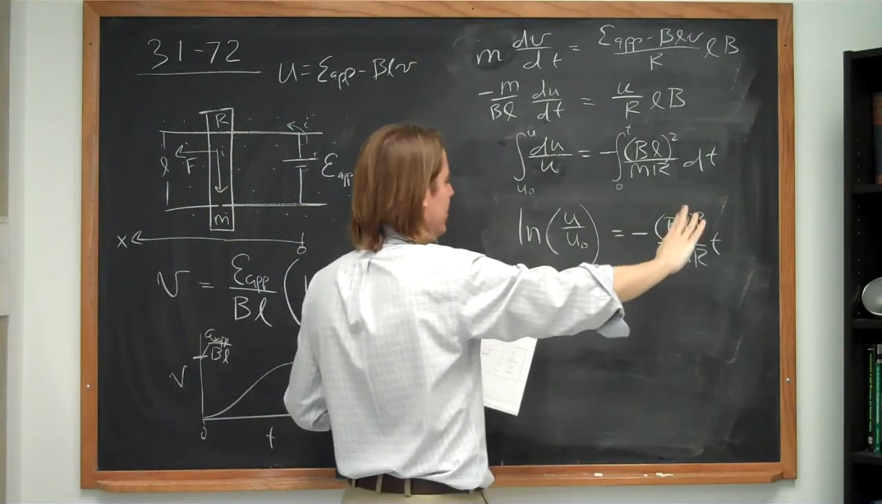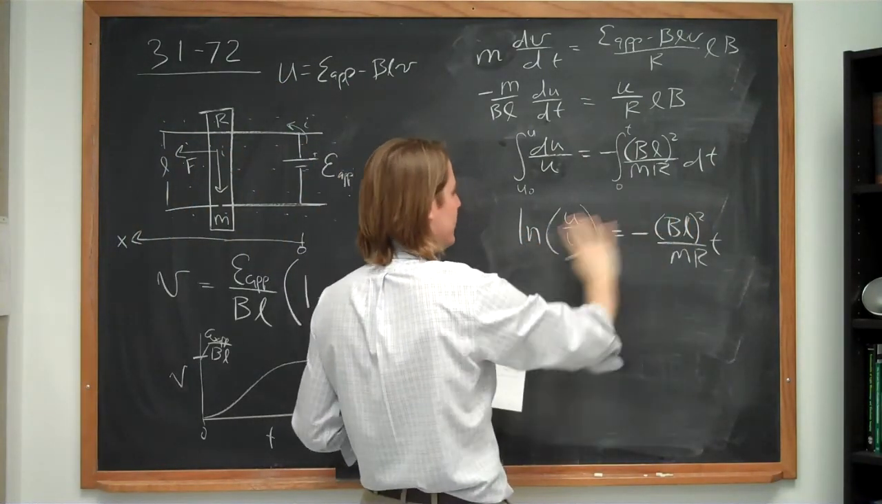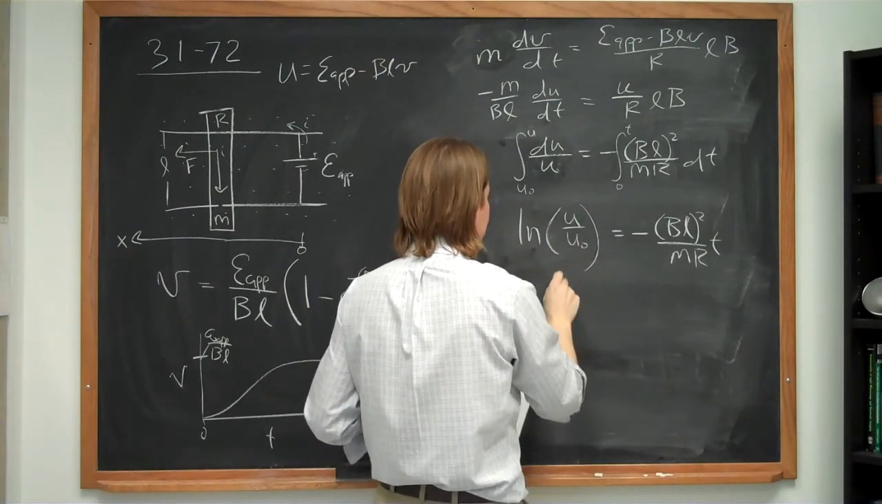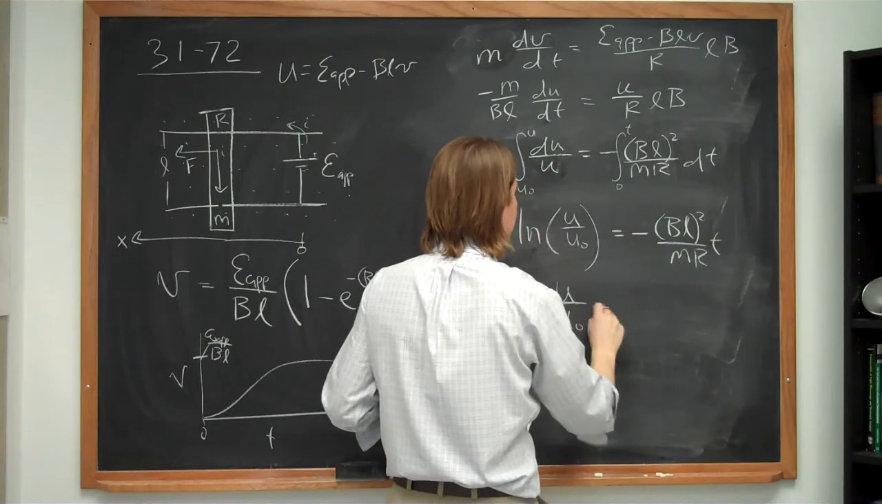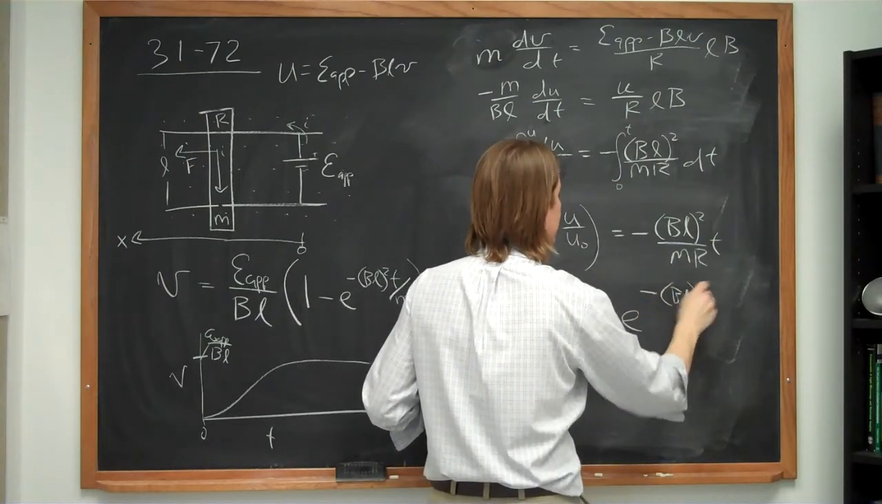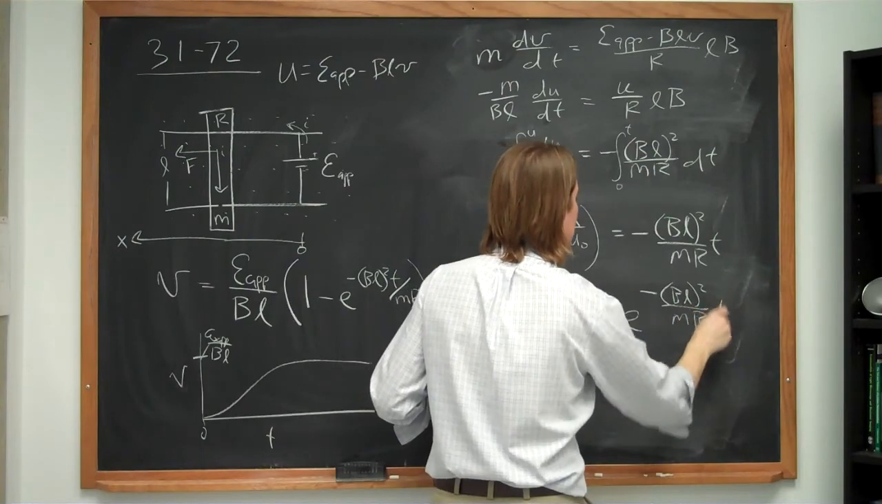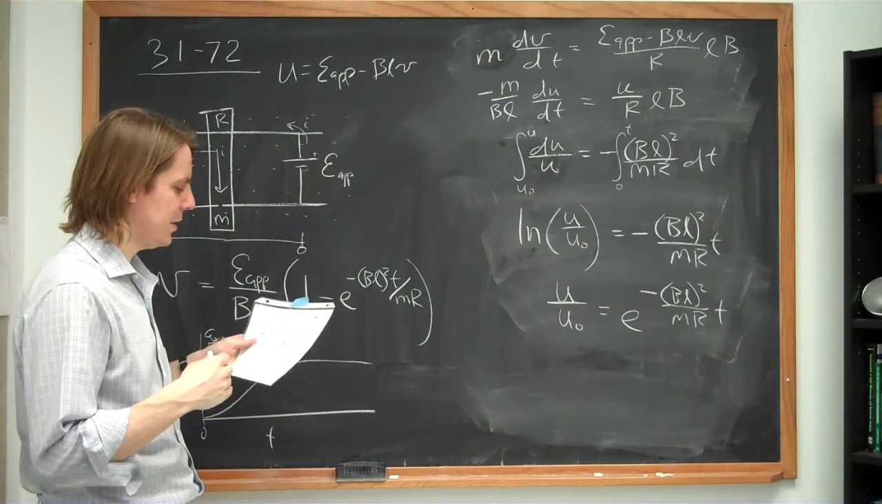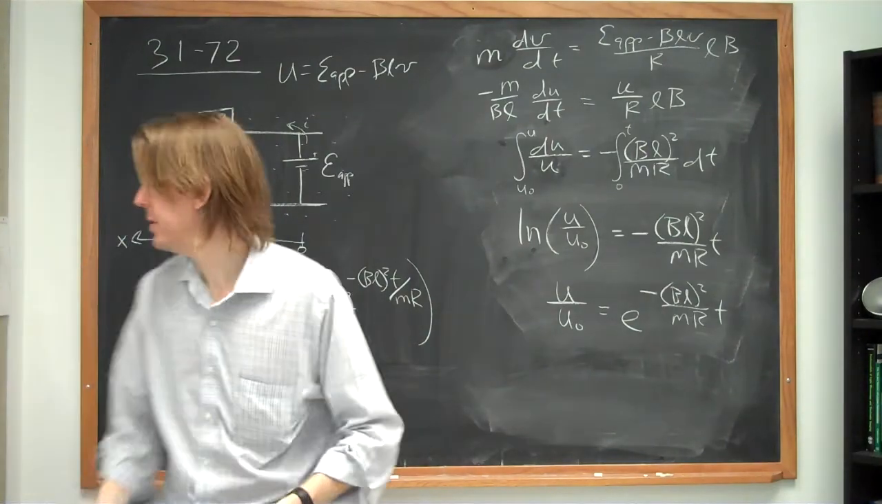Let's go ahead and write it a little nicer. Let's take the exponent of each side. E to the natural log is just the argument. So u over u naught equals e to the minus BL squared over M R times t.